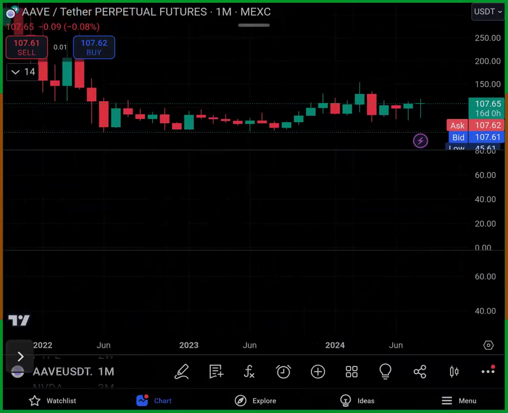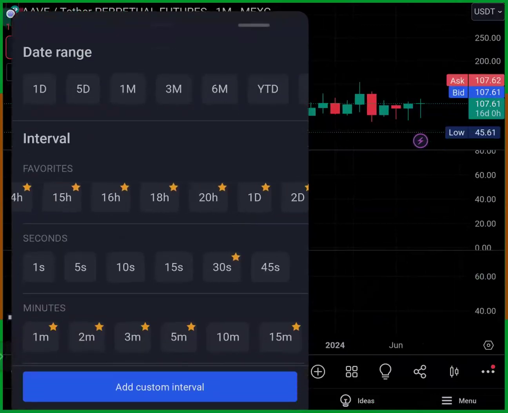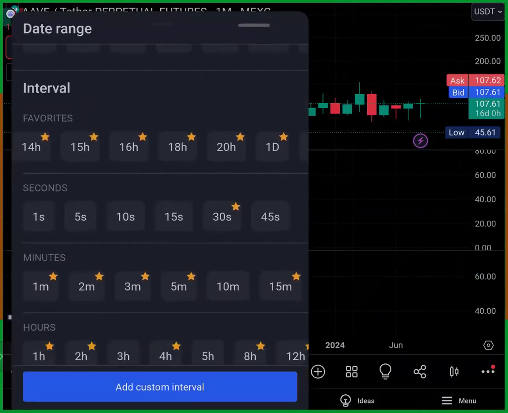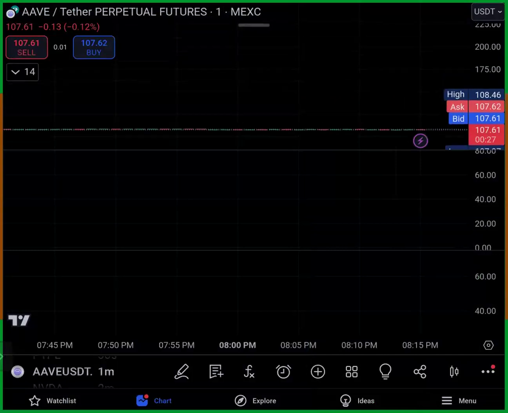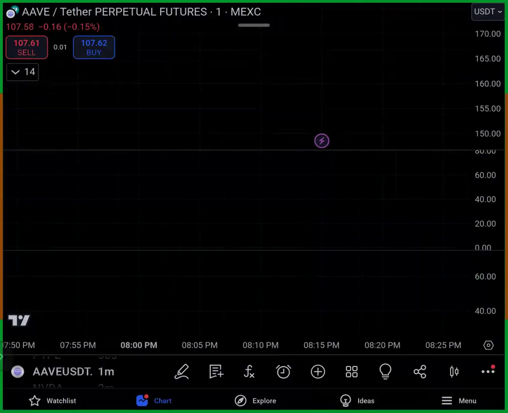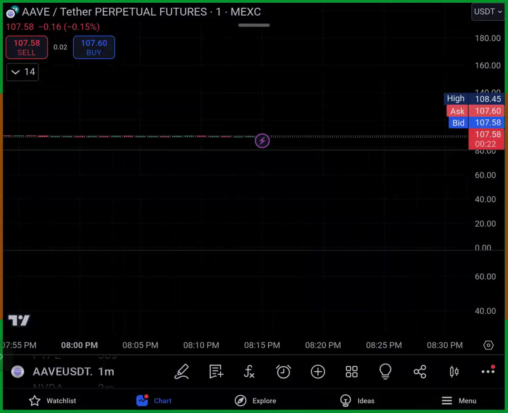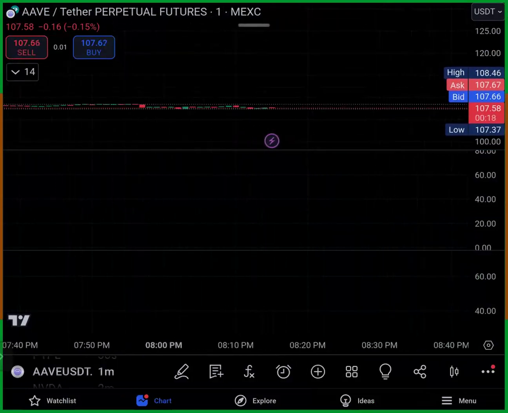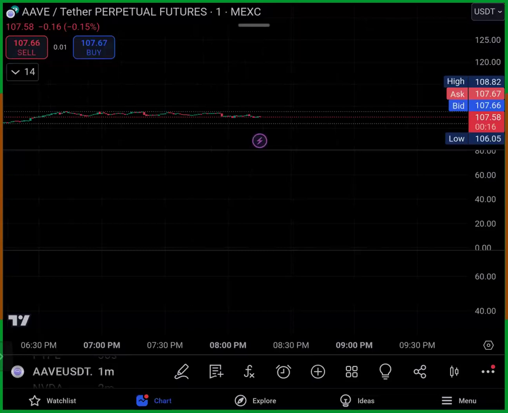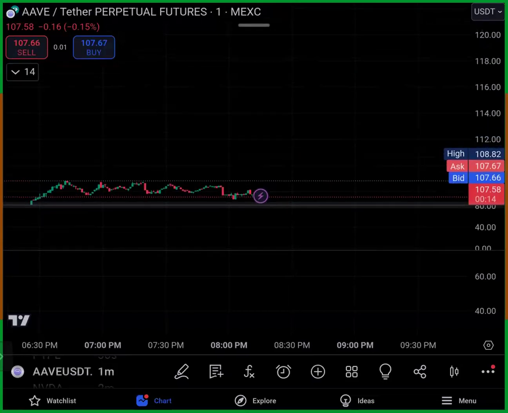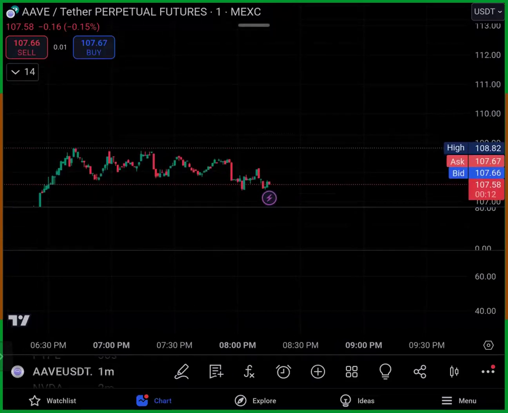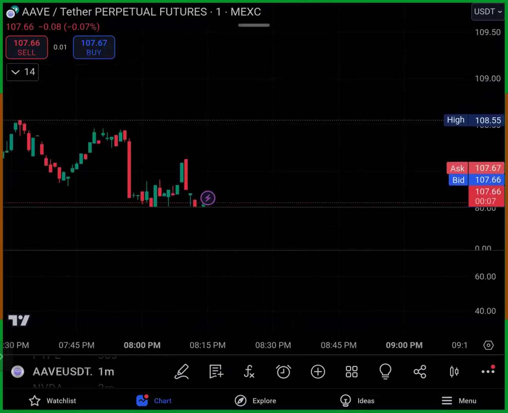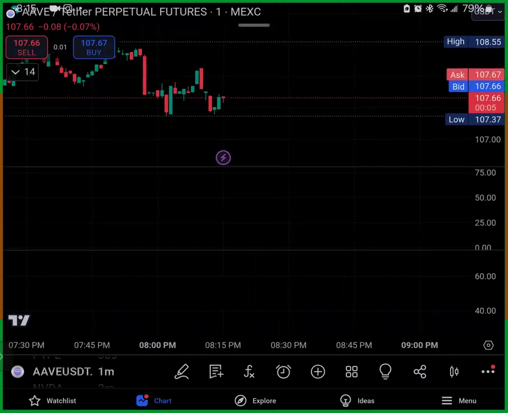So let me go to the 1 minute. I want to go to the 1 minute because I want to show you all how a candle opens, where it opens at, where it closes. Because this is the 1 minute chart, I have to stretch it out for you all. We're gonna watch this candle live because I want to make sure that you all are getting this.